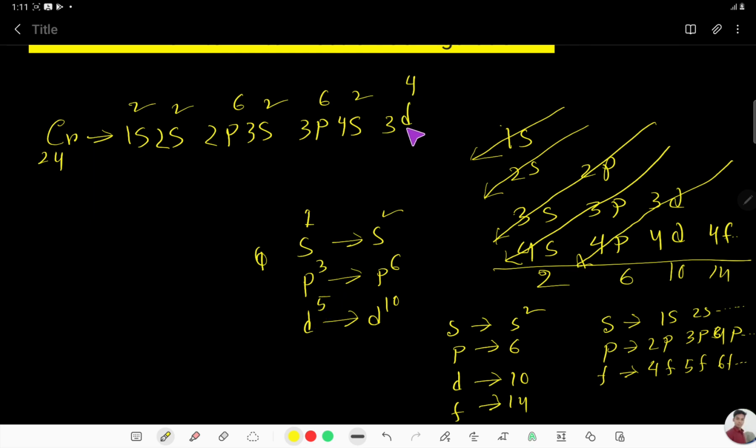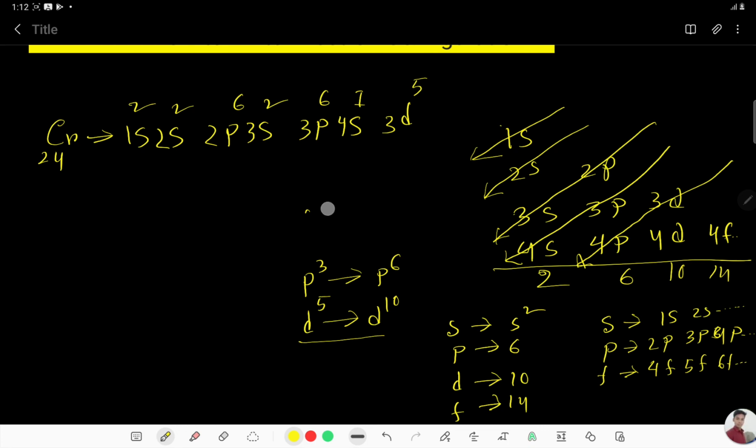So look here, d has 4. Since it needs 1 electron to be stable, it can easily take from 4s, right? So it will take 1 more, and 4s will lose 1. So thus this is the actual exceptional electron configuration, right? You can give the explanation from here. d5 is more stable than d4, so it will be d5.